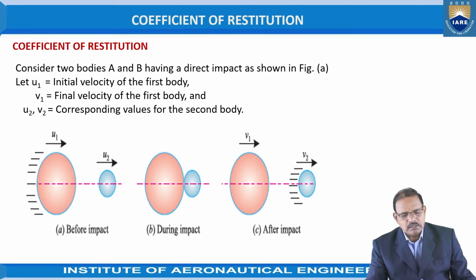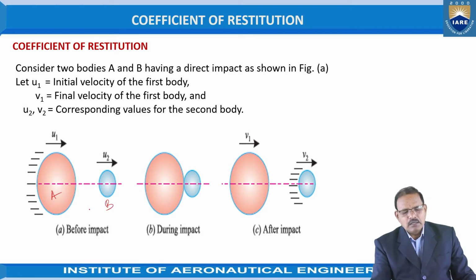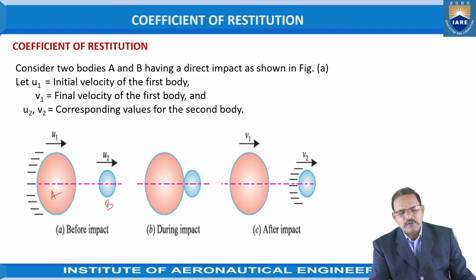Here I am considering two bodies A and B having direct impact as shown in figure. Let the body A have mass m1 and initial velocity u1, moving toward the right-hand side along the line of direction. u2 represents the initial velocity of the second body, and m2 represents the mass of the second body.